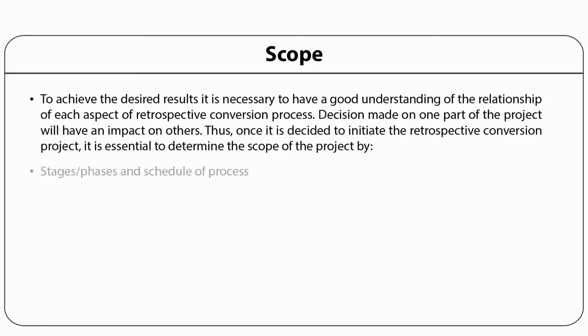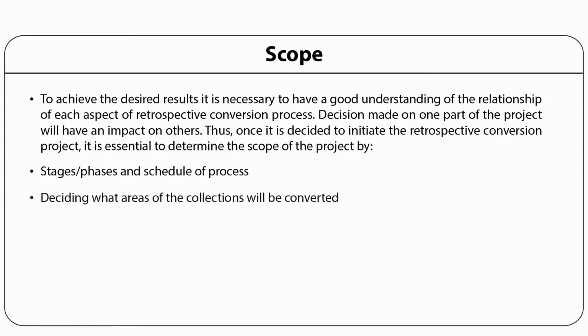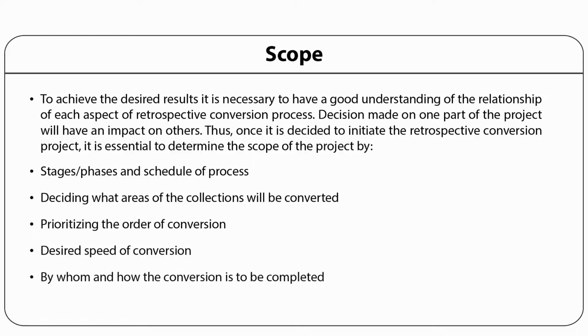Number 1, stages or phases and schedule of process. Number 2, deciding what area of the collections will be converted. Number 3, prioritizing the order of conversion. Number 4, desired speed of conversion. Number 5, by whom and how the conversion is to be completed. And number 6, project costing and budget.